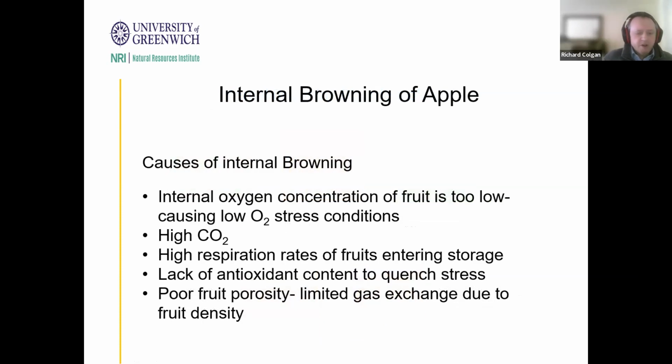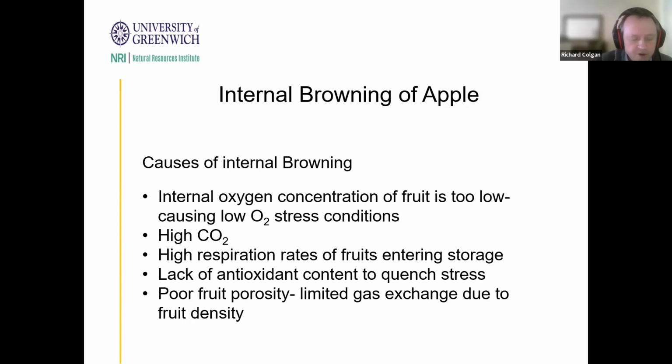So what are the causes? Well, there are a range of causes actually. Sometimes it's due to a low internal oxygen concentration in the fruit during storage. And this can be down to fruits respiring too much, or the oxygen levels in the store atmosphere being too low. Other issues are high CO2 in the environment. In cases where you are having CO2 in the storage environment, sometimes too high a level of CO2 can cause internal damage, especially CO2 injury.